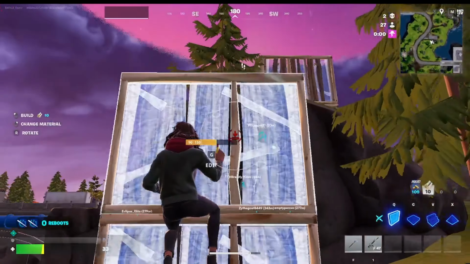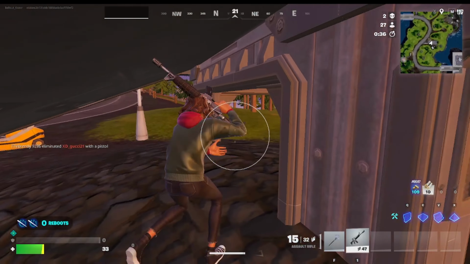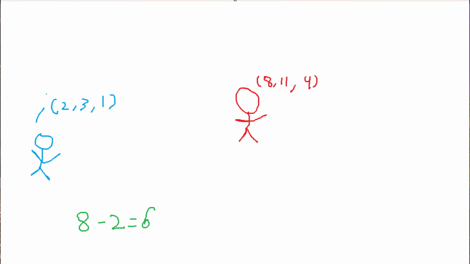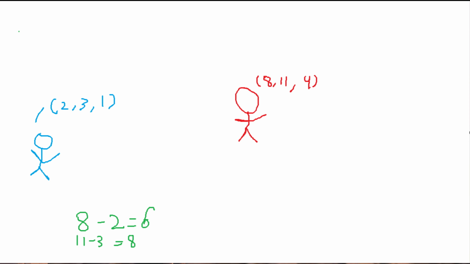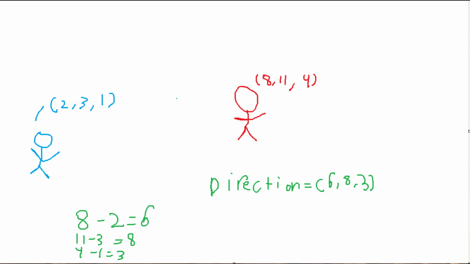Let's plug our numbers in. Our player's x is 2 and the target's x is 8. So, dx equals 8 minus 2, which gives us dx equals 6. For y, dy equals 11 minus 3. So, dy equals 8. And finally, dz equals 4 minus 1, which gives us dz equals 3. So now we have direction equals 6, 8, 3.